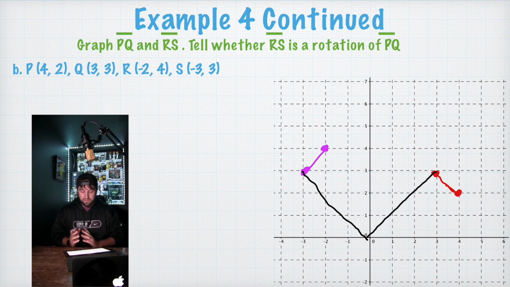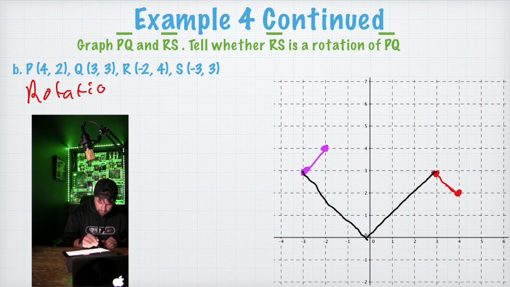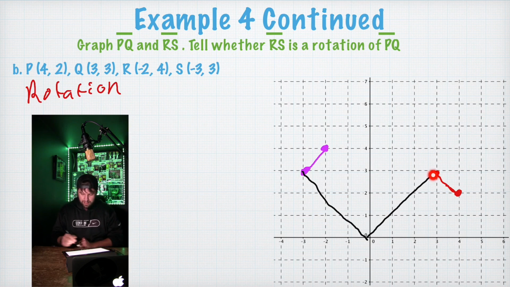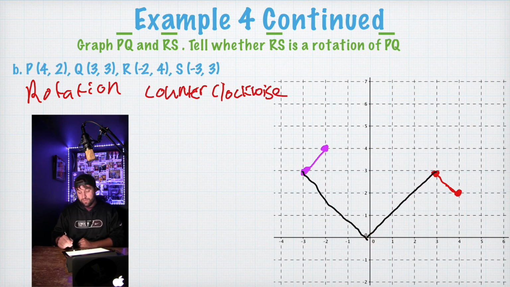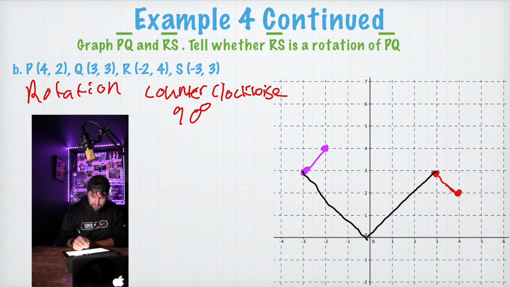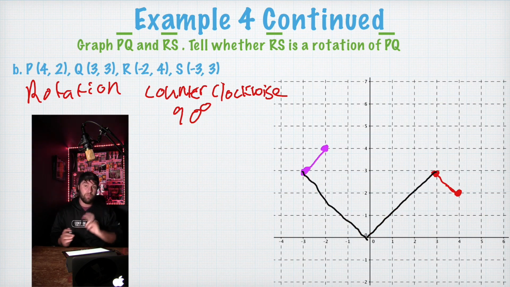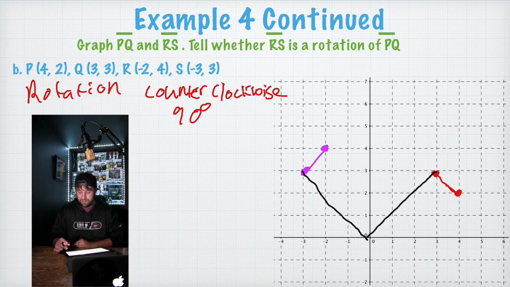So here we have a rotation, and so I'll write that down. We have a rotation. Sorry for the sloppy handwriting. And it's going from red to purple, which is counterclockwise. And if you were to find the slopes of these two lines, you would find out that they are 90 degrees apart. So it rotates counterclockwise 90 degrees. Otherwise, you'd have to use a protractor, but since they're 90 degrees, you could use a slope. And if they're opposite reciprocals, they are perpendicular, meaning they're 90 degrees.